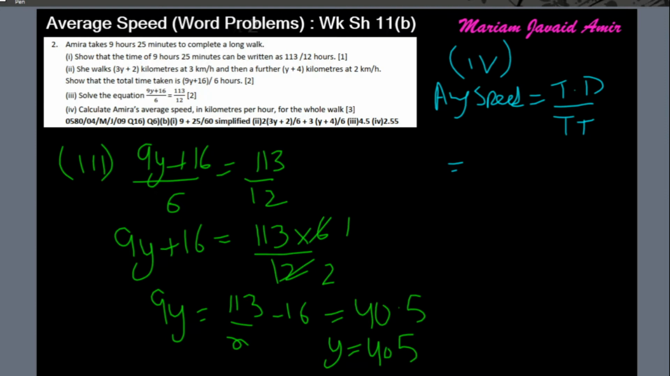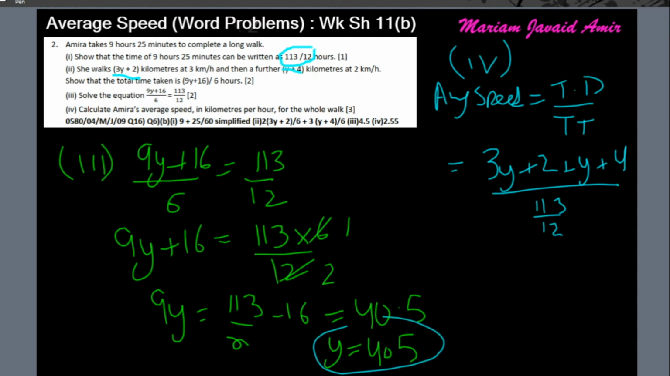Yes, we have the total distance, which is 3y plus 2 and y plus 4. So the total distance will be the sum of this, 3y plus 2 plus y plus 4, and we already know the total time, which is 113 over 12. So 113 over 12, and we know y is 4.5. Let's substitute y as 4.5 here over 113 over 12.